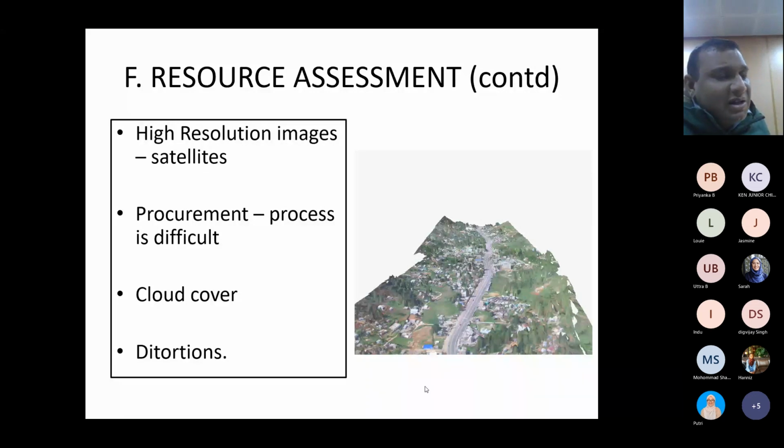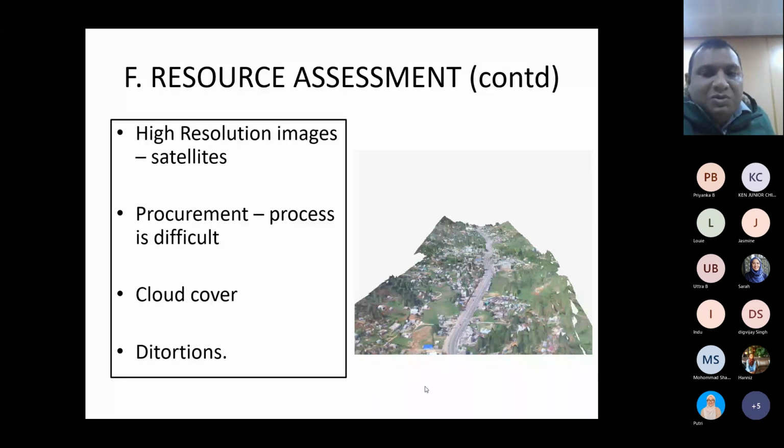Lots of distortions will be there sometimes in the images. So these all lead to non-usage, or non-familiarization, of high resolution satellite images in the field of resource assessment. In this place, drone can play a very important role.